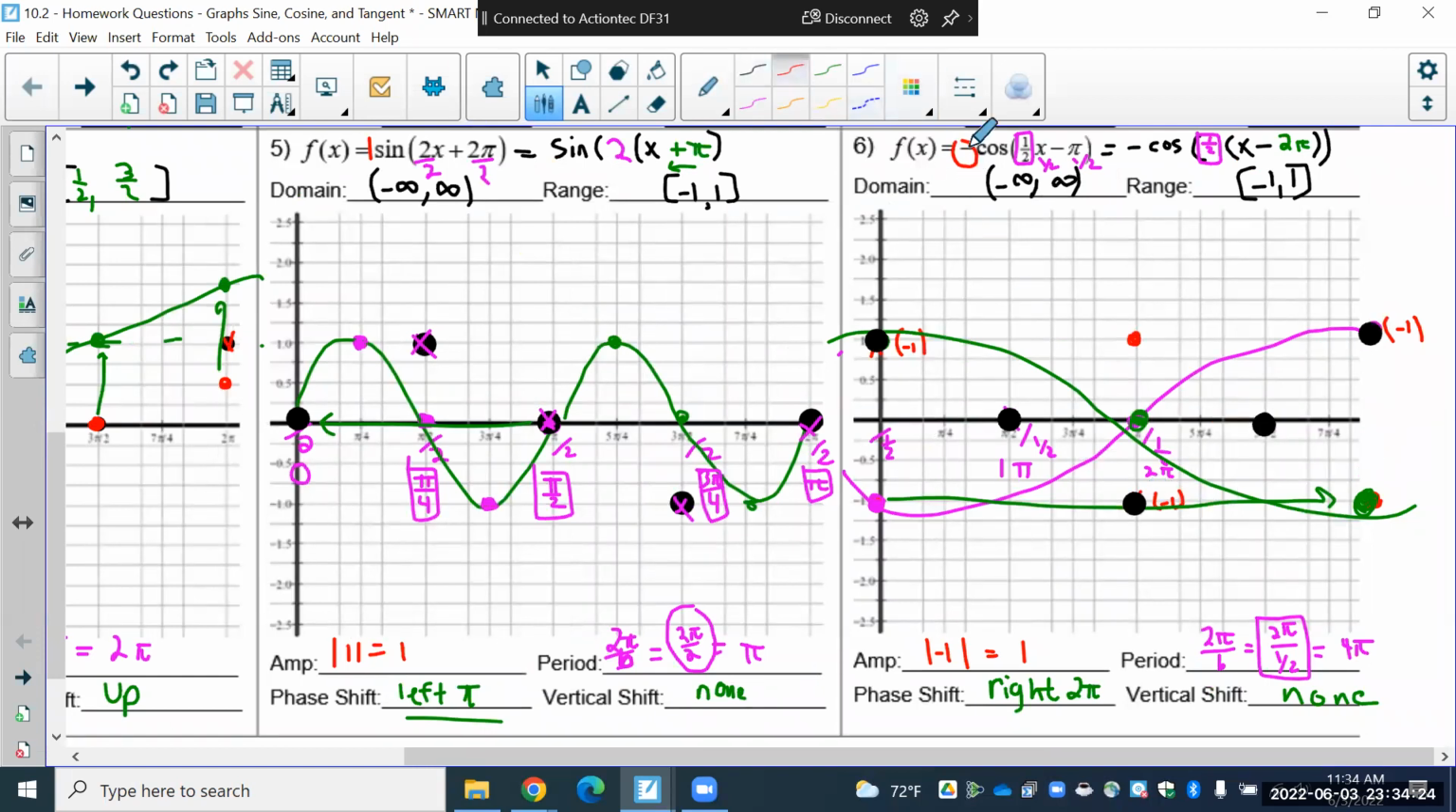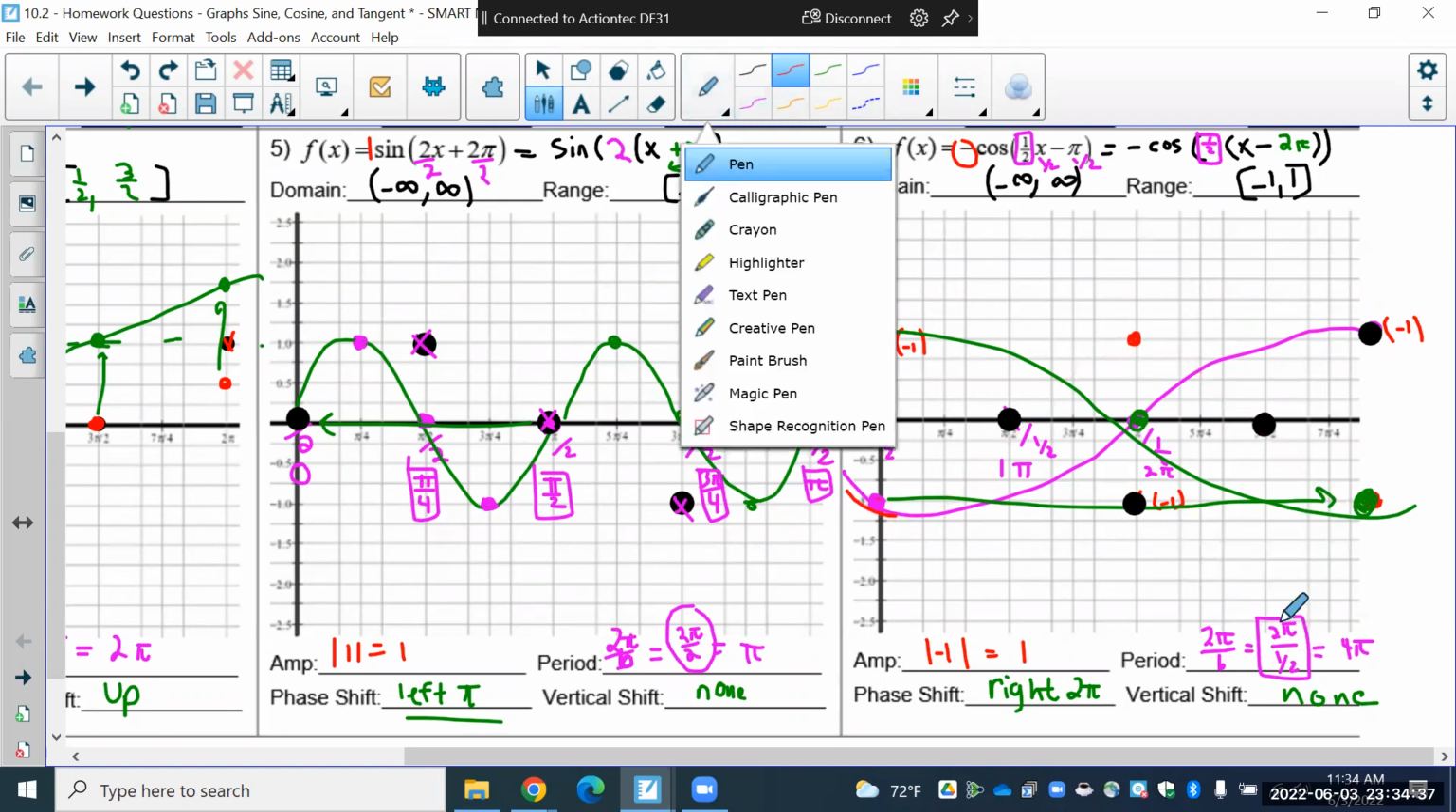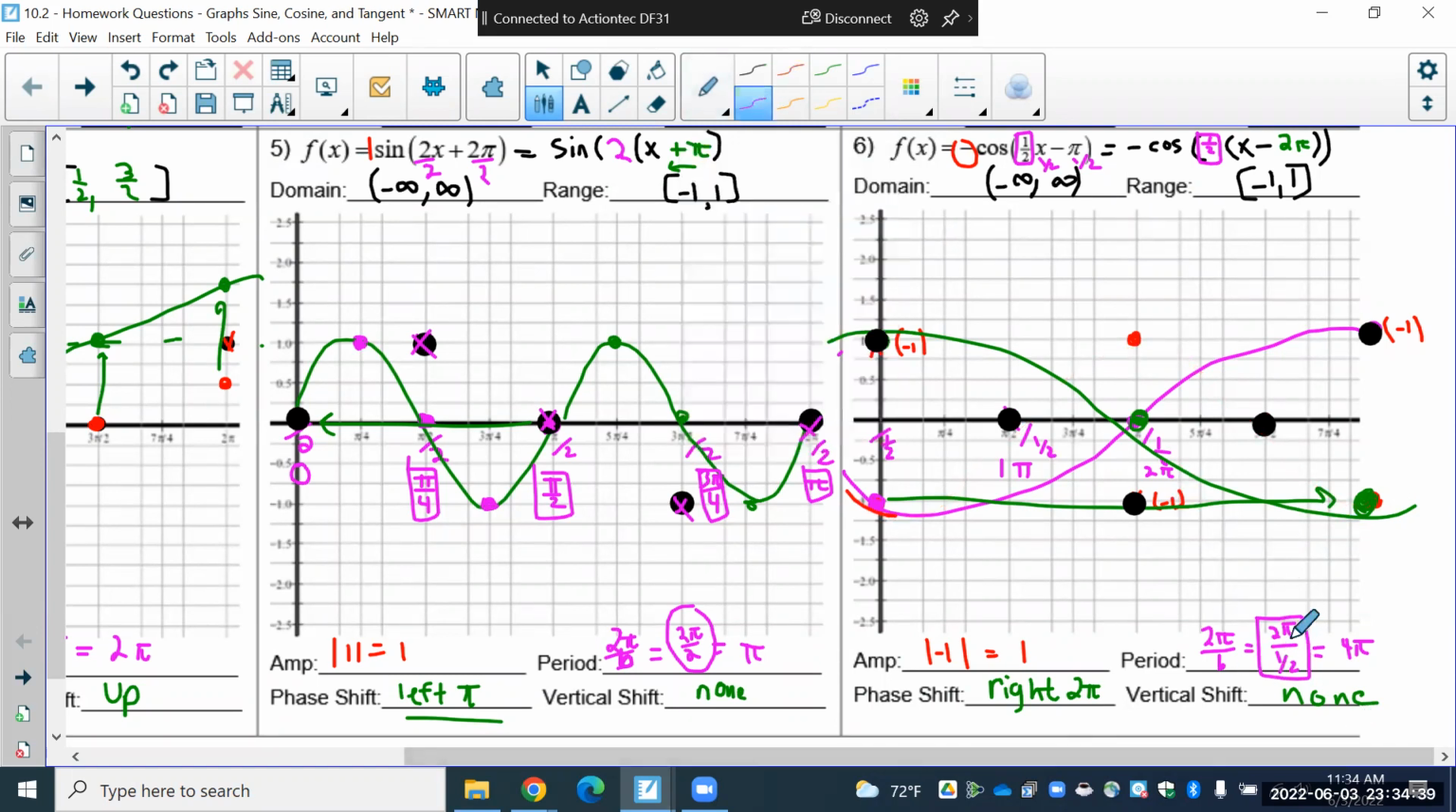And so the first thing I did was I multiplied by negative, which put the graph down here. So the first thing that happens is the graph actually reflects like that. I'm going to erase that because there's too many graphs. And then I changed the period by dividing the period by 1/2. So if you take 2 pi and divide by 1/2, that makes it 4 pi.